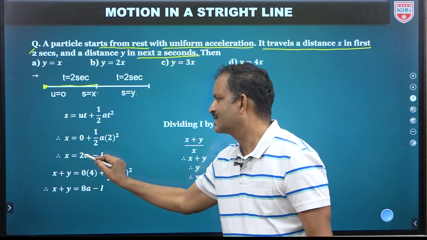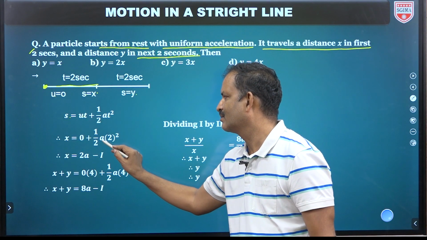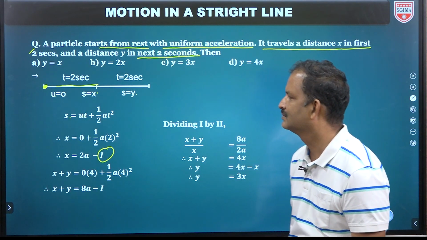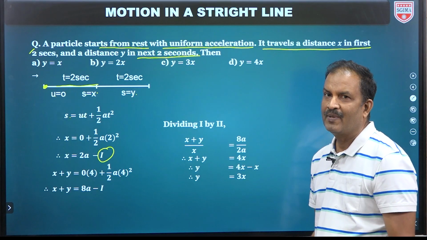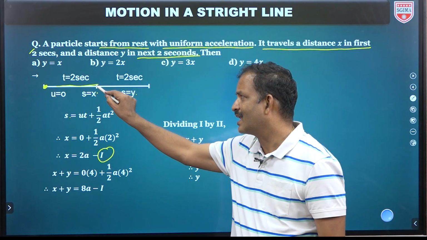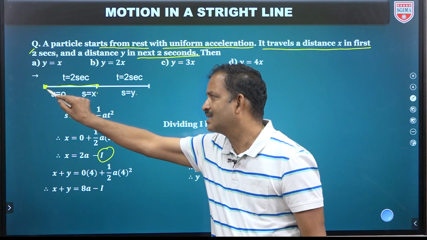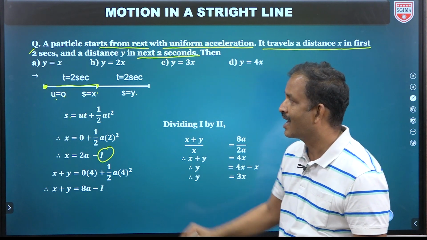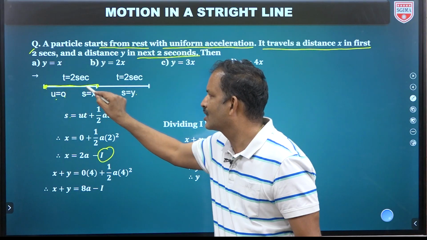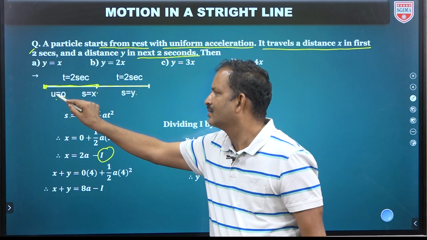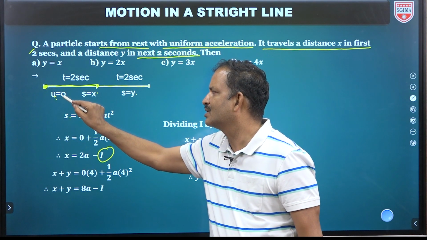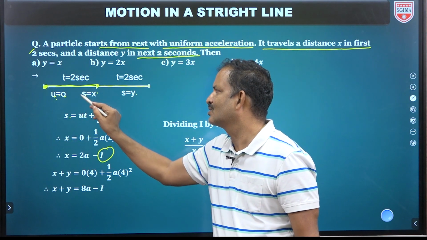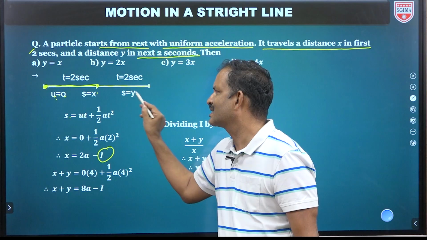I got x is equal to 2a, because 4 by 2, this is 2a. This is equation number 1. But I don't know the velocity here; I know the initial velocity is 0. So for that, I am taking the total motion. The total motion is here u is equal to 0, total time is 4 seconds, total displacement is x plus y.